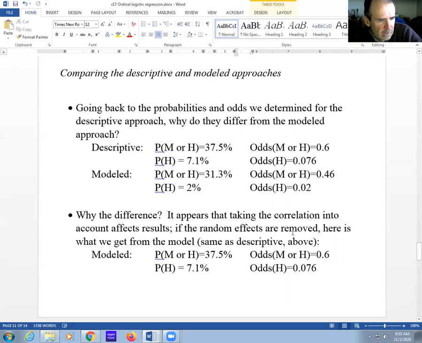And when I took out the random effects, I got the same in the model as I did in the descriptive approach. So it seems like by taking the correlation into account and adding those random effects, it alters that probability. It's not that we did anything wrong in the code. It's the fact that we had those random effects. Our estimate of the probability of high exposure would actually be lower in our inferential model than in the descriptive approach. So I did this as a check to see if we did the model correctly.